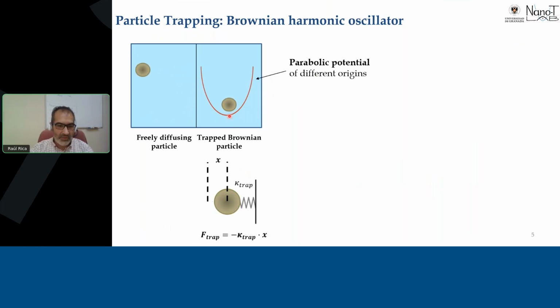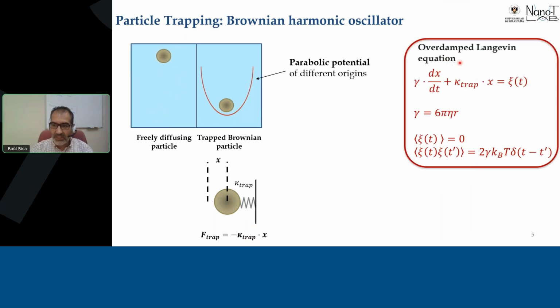In simple terms, we can describe a particle in a trap like a Brownian harmonic oscillator. As a first approximation, one can describe the particle in the trap as a mass in a spring system, where the force that the spring exerts on the particle is proportional to displacement, and the constant of proportionality is what we call the stiffness of the trap.